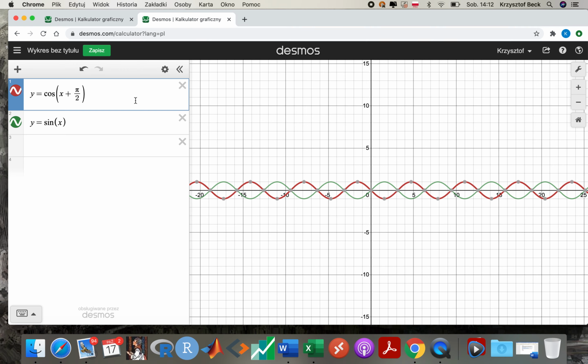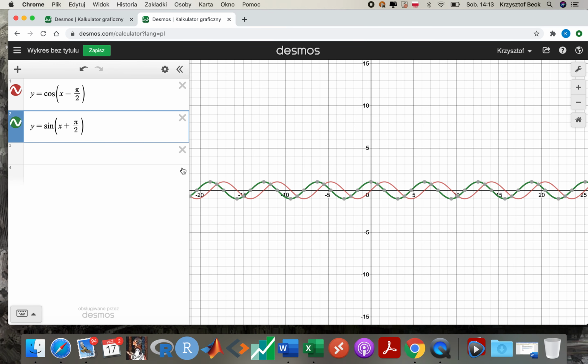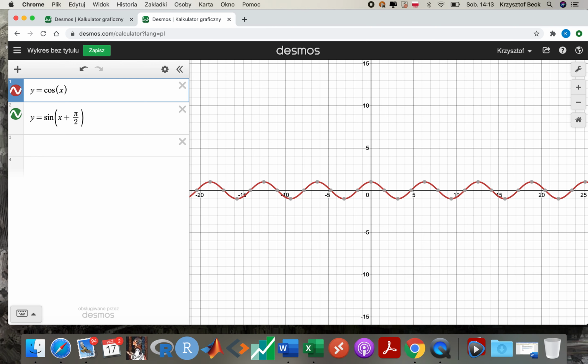If I want to move a function to the right, I should not be adding, I should be subtracting. And look, exactly this is what happens. If I move cosine by pi over 2, you see, I'm getting sine. And the same would be with sine. If I take the sine and add pi over 2, what am I obtaining? Cosine.